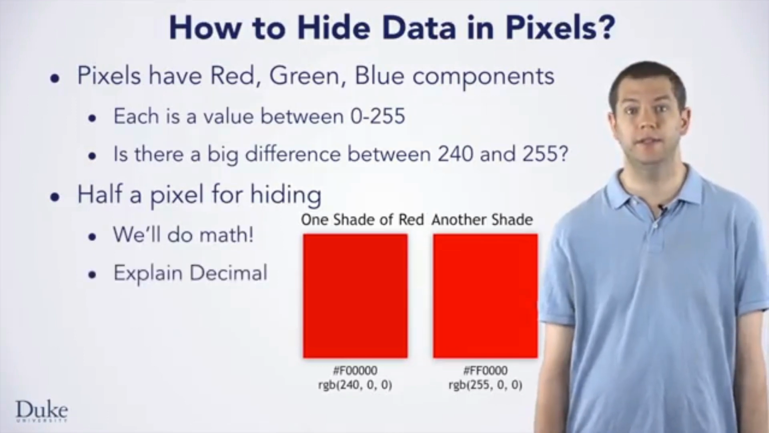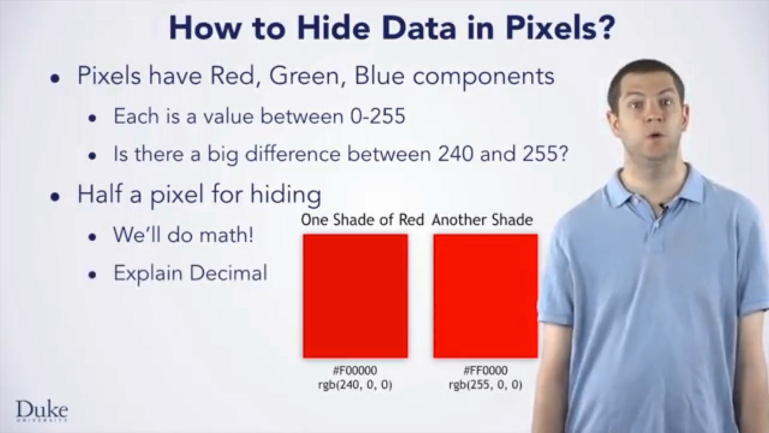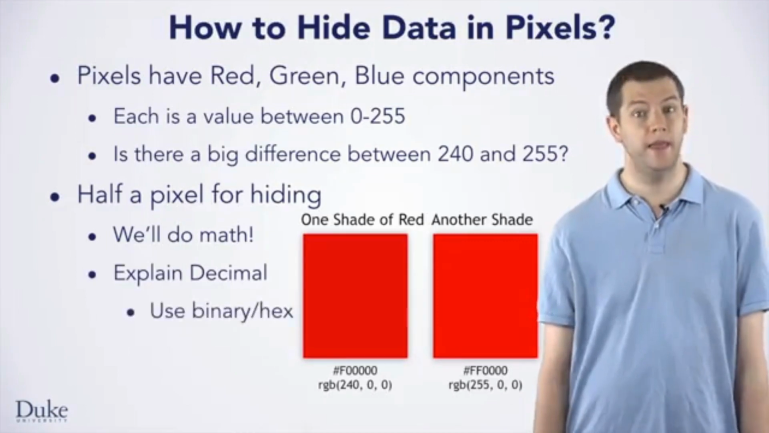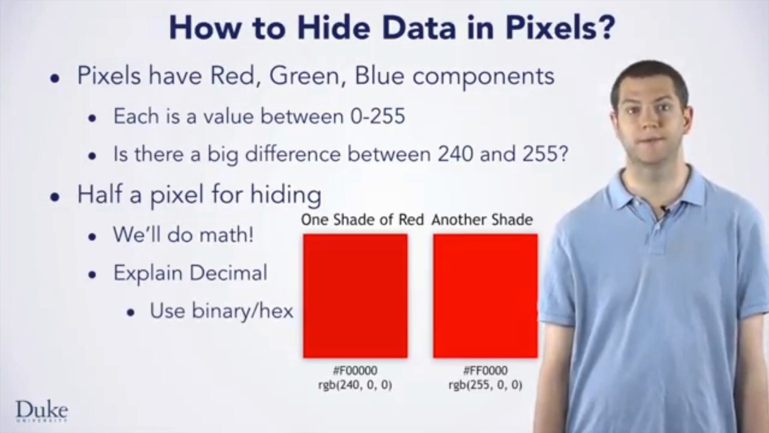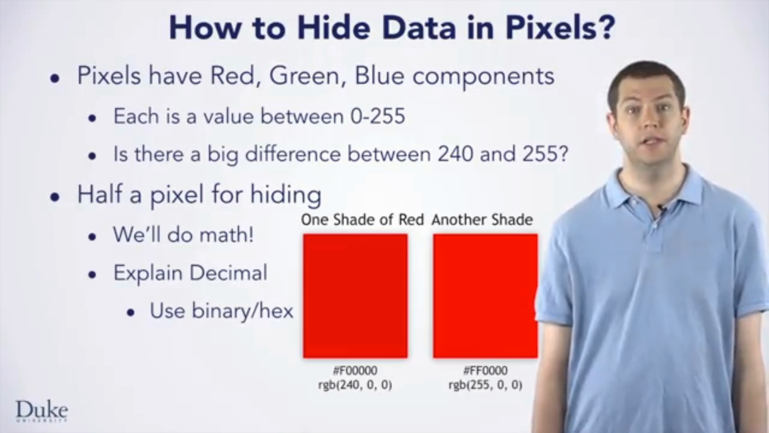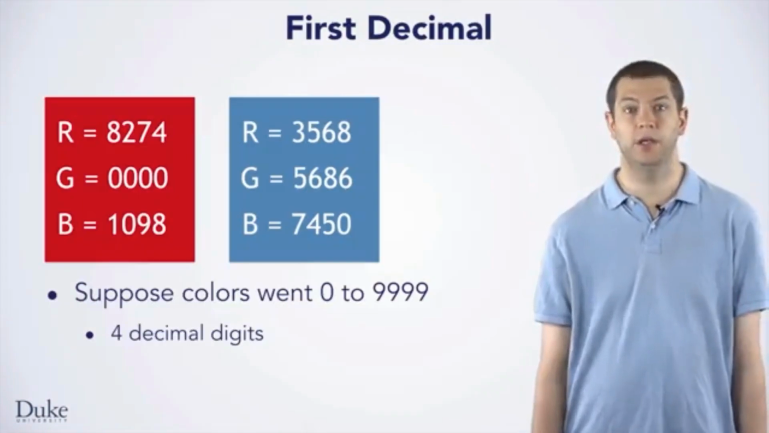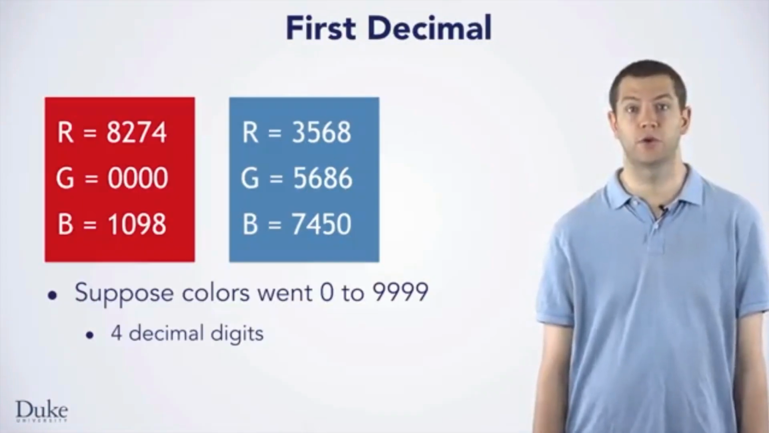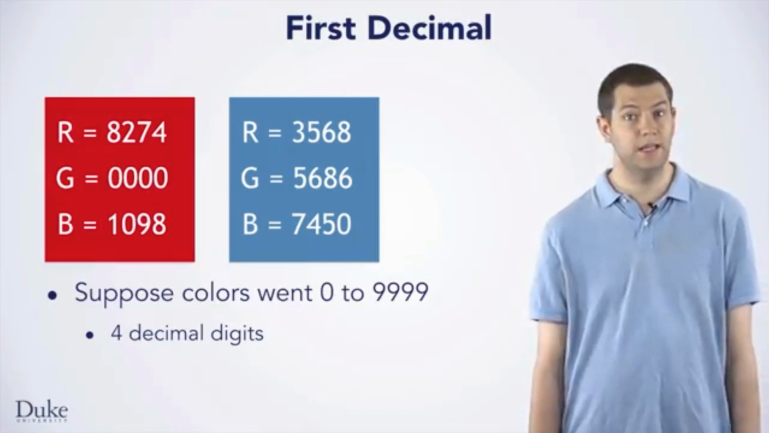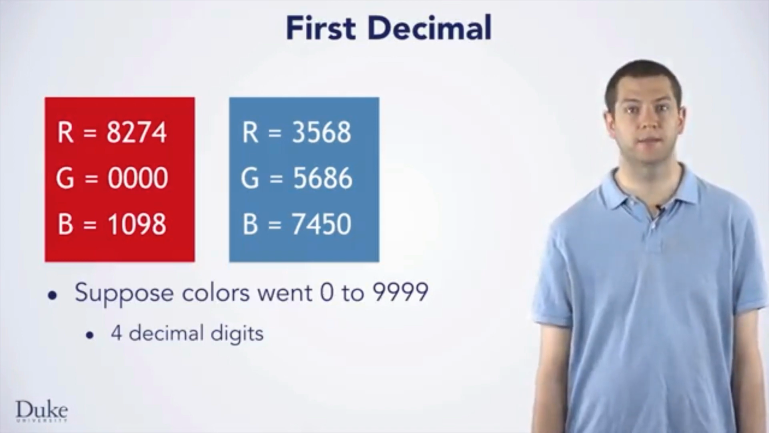To understand how to do this math, we're going to start with decimal, the base 10 number system you use every day. We'll explain the concepts in base 10, then learn about binary, the base 2 number system that the computer uses to store numbers. All the principles will be the same in base 2 as they are in base 10. You will just need to use powers of 2 instead of powers of 10. To see this idea in the familiar base 10, suppose that the values for the red, green, and blue went from 0 to 9999 instead of 0 to 255. This gives each component of the color 4 decimal digits.